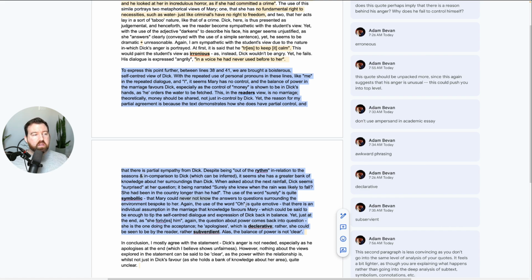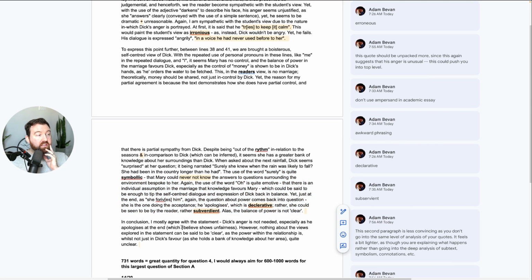So to me, it seems more like you're disagreeing with the statement in this paragraph, but the quotes aren't well unpacked in this one. You do a better job in this second half. The first half, there's almost no unpacking of or analysis of anything. And then your conclusion is really good.